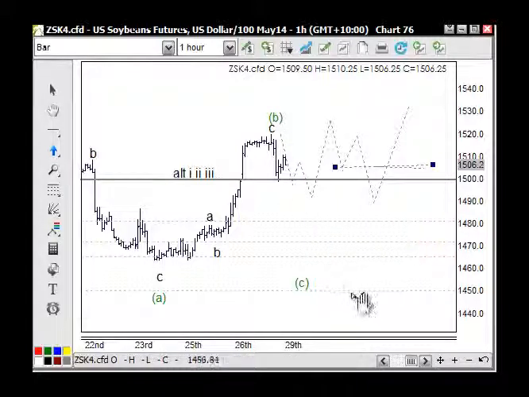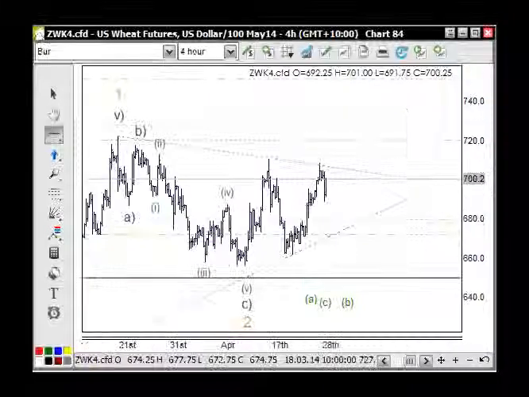Otherwise, we're looking back down here. We would be building the trade in back here, and this is kind of what I'm hoping for. I want to see a nice clean 5 waves down. Okay, the wheat market.